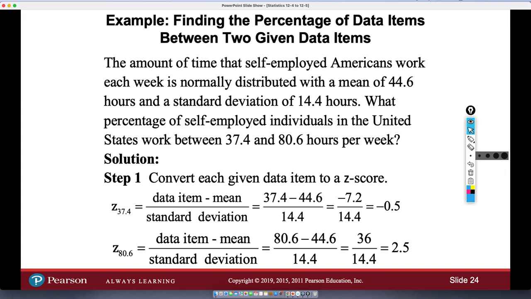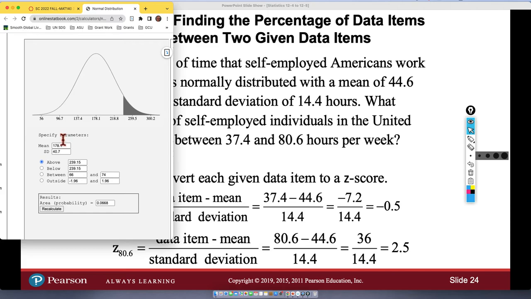Okay, so again, I show this to show you how much calculation there really is from the old methods of what you had to do. You had to calculate all these different things. What we do now is we just take the mean and the standard deviation. So this is a different problem talking about self-employed Americans, how much they work. We can use this same tool to do any of this.